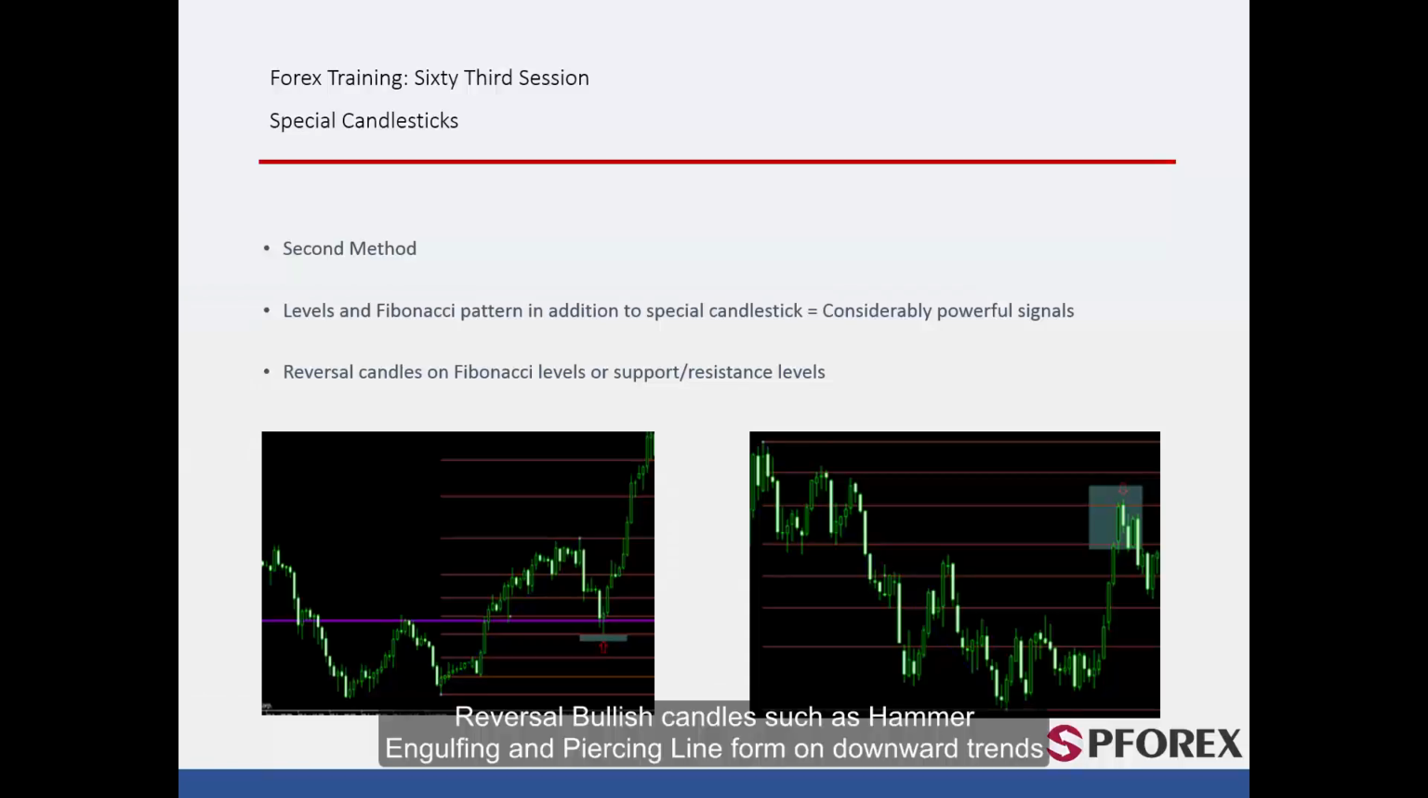Reversal bullish candles such as hammer, engulfing, and piercing line form on downward trends. Also, traders can exploit Fibonacci patterns to detect these special candlesticks. Reversal bearish candles such as shooting star, engulfing and dark cloud form on upward trends. Also, traders can use Fibonacci pattern to detect these special candlesticks.